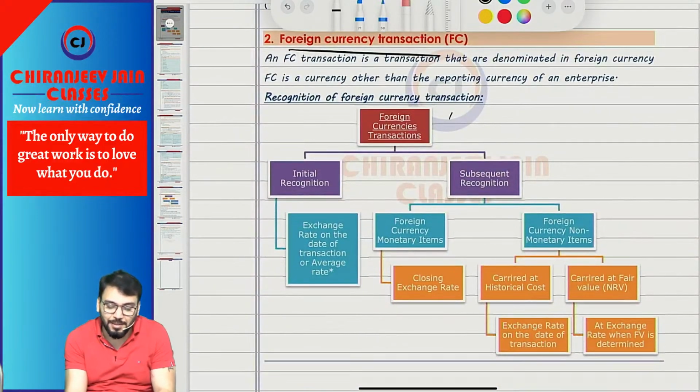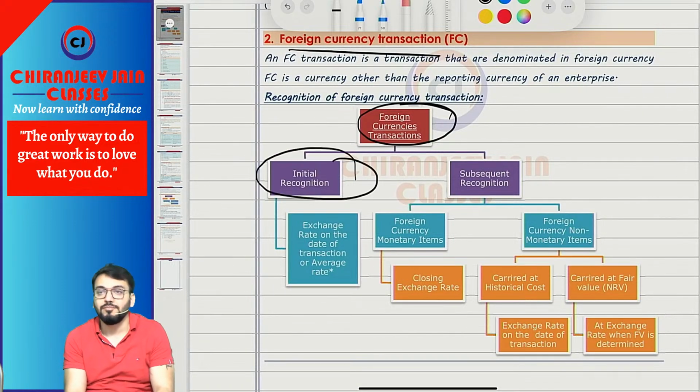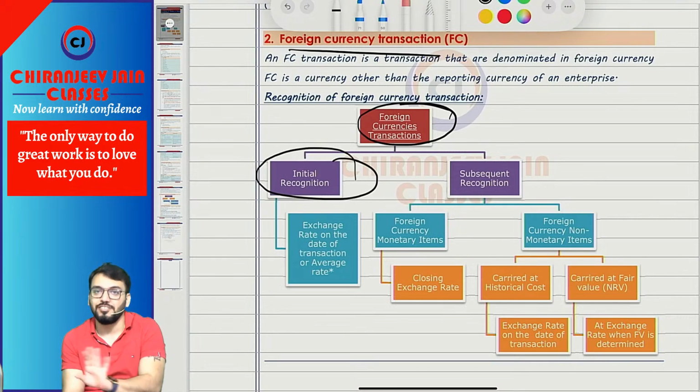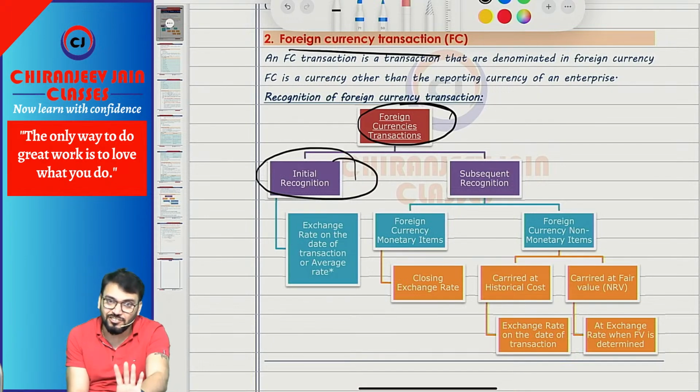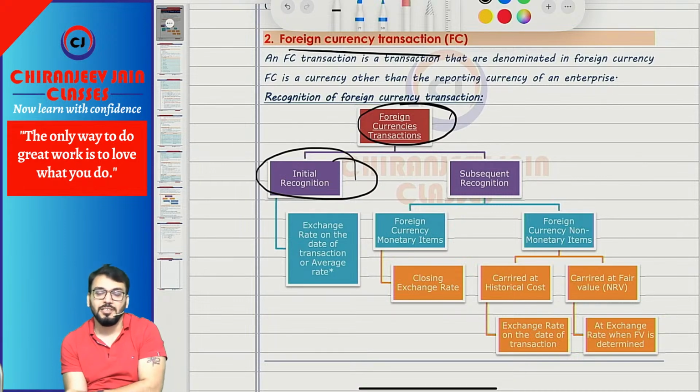For that purpose, AS 11 says that on initial recognition such a transaction will be translated by using the transaction exchange rate or the average rate, whatever is given in the question. From the exam point of view, normally they give the average rate, because for each transaction it is not possible to give a transaction exchange rate. But if they have given the transaction exchange rate, that will be the first preference. If that is not given, then use the average rate. Understood? Correct. So initial recognition is very simple.